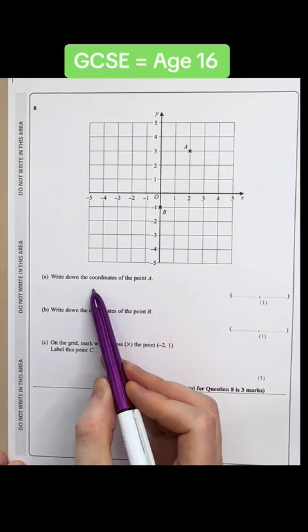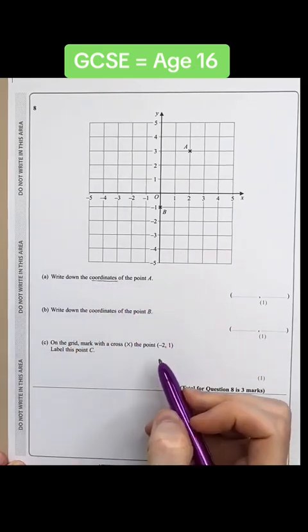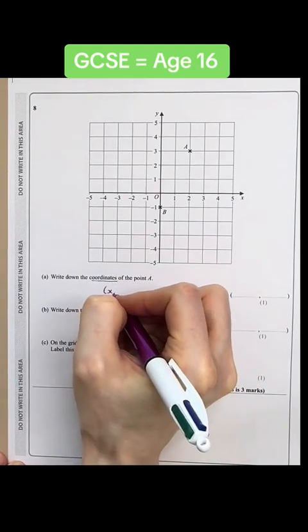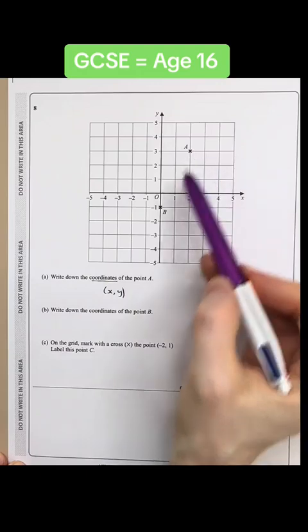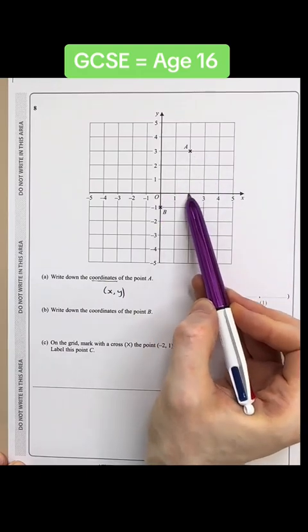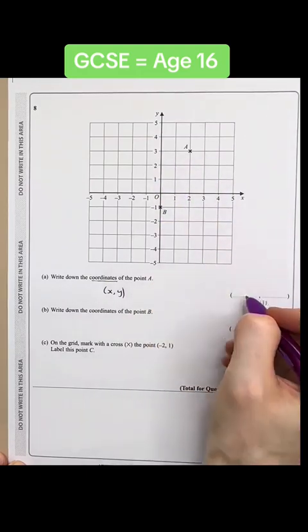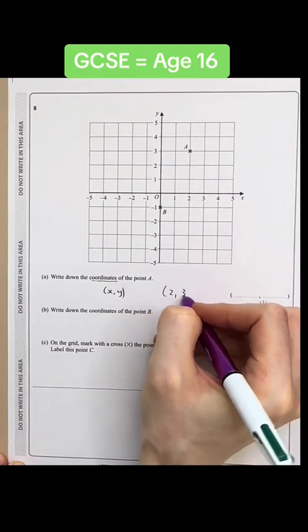Write down the coordinates of the point A. Well, a coordinate is always given as x, y. We go along the corridor, up or down the stairs. Locating point A, it's gone positive 2 in the x direction, and it's gone up positive 3 in the y. So as a coordinate, it's 2, 3.